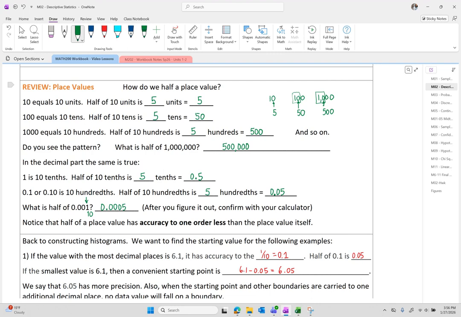So same thing with decimals. When you are at 0.1, you are looking at this 10, and then when you halve it, this will become a 5, but now you are one decimal place to the right with your accuracy of 0.05. So that's how we find how to start or how to end.